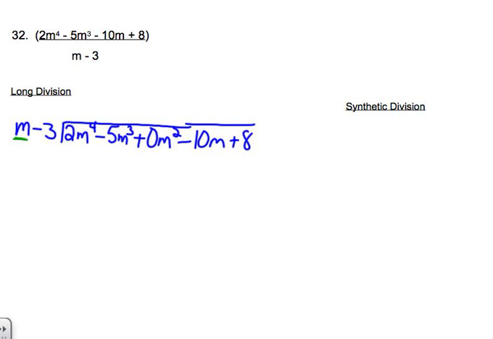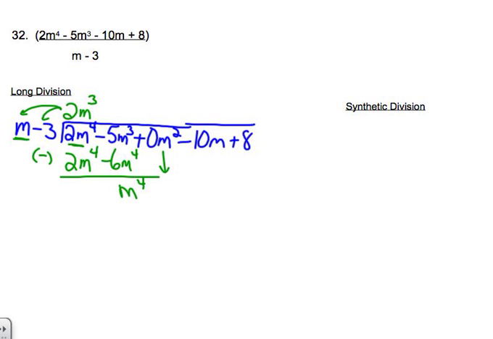To start off, you always look at this first number here, this letter m, and say m times what gives us the 2m to the 4th? Well, that would be 2m cubed. So then you need to distribute whatever you put up on top. In this case, when you distribute, you get 2m to the 4th minus 6m to the 4th. And our next step is to subtract. 2m to the 4th minus 2m to the 4th is 0. Negative 5 minus a negative 6 is a positive 1m to the 4th. Bring down your next term, which is 0m squared.